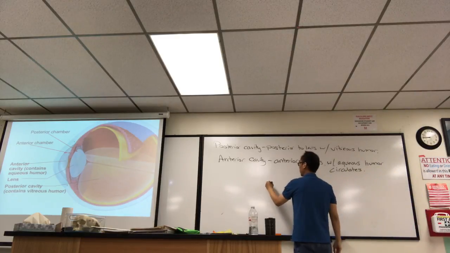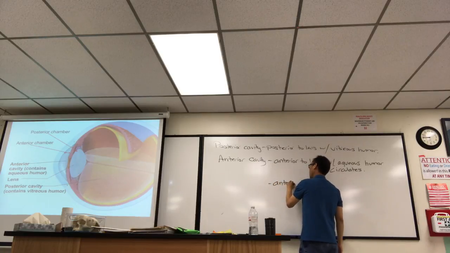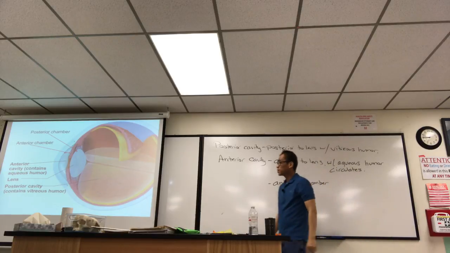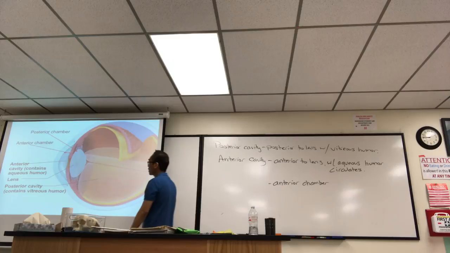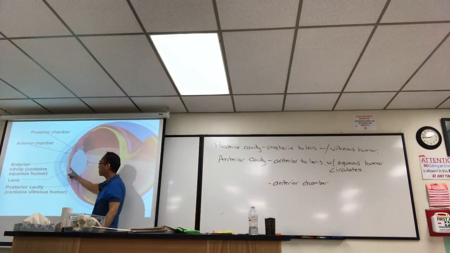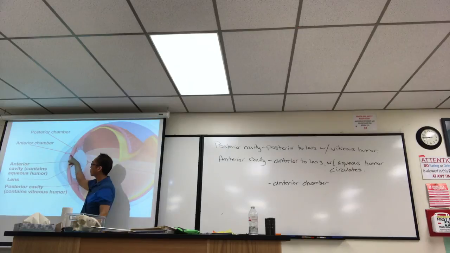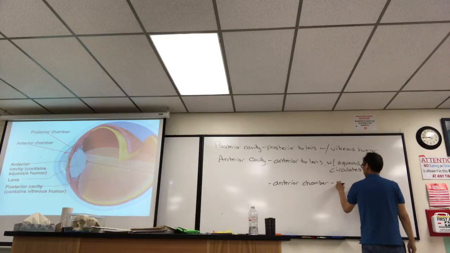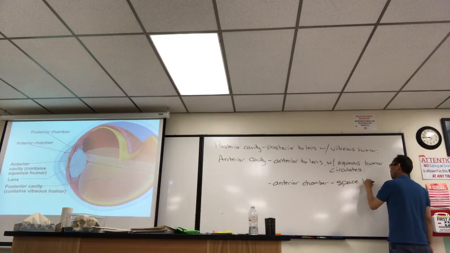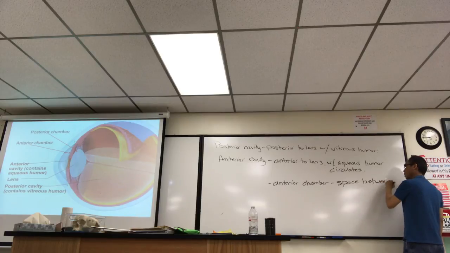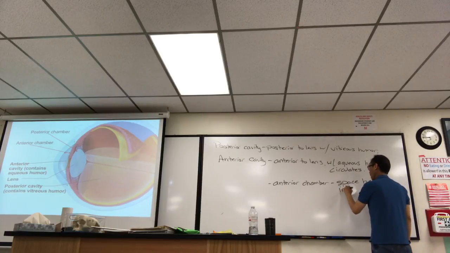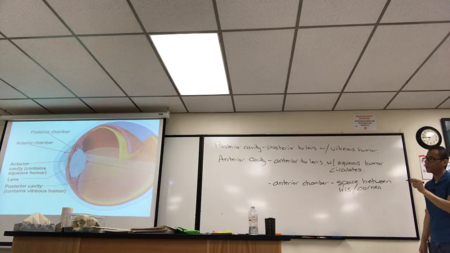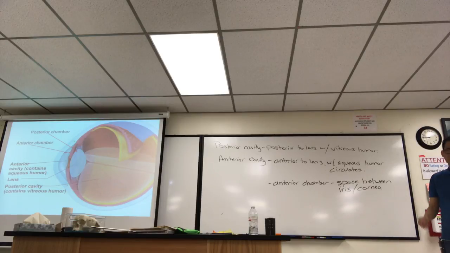So within the anterior cavity, there is an anterior chamber. Basically, looking at this picture, the anterior chamber is between the cornea and the iris. There's the iris. The pupil is the hole in the iris. But the iris is right there. Basically, that's the anterior chamber, the space between iris and cornea. The posterior chamber is the space between the lens and the iris.